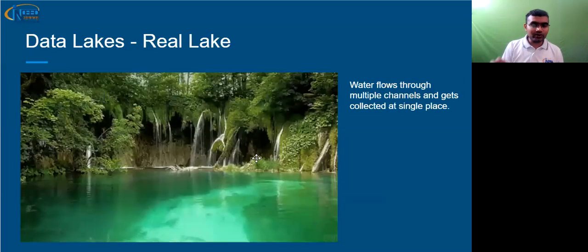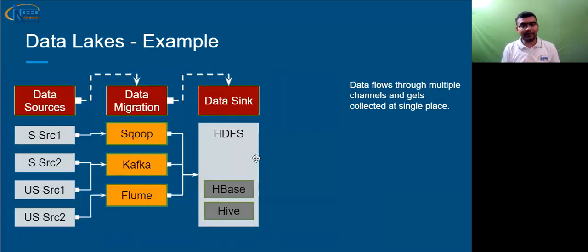Now let me take you to the real data lake. A real data lake is where from multiple channels water flows and is collected into a single place. This is a data lake. So the purpose of data migration is many a times to create a data lake, which is very much similar to this. Let's understand that with an example, and further we can analyze with the help of analytical tools. So here you can see this is an example. We have data sources SRC1, SRC2, which is having structured data load, and we have semi-structured or unstructured data load with SRC1 and SRC2 for unstructured data.